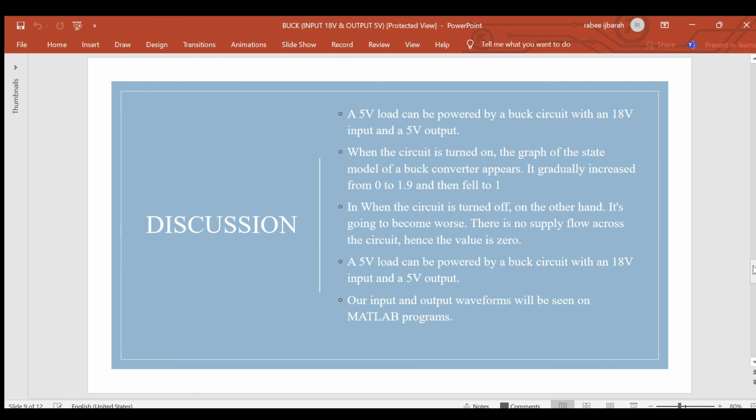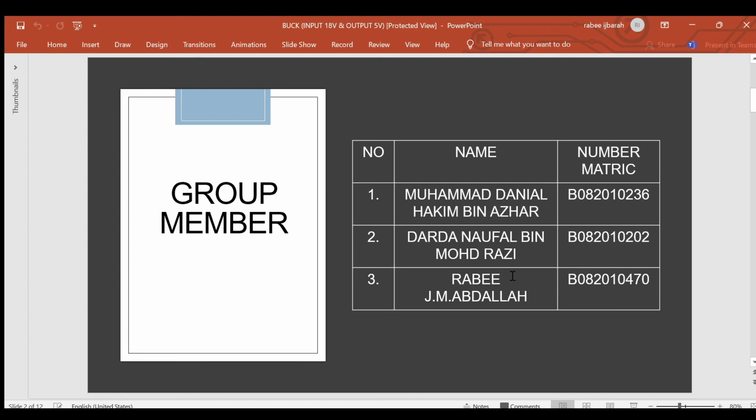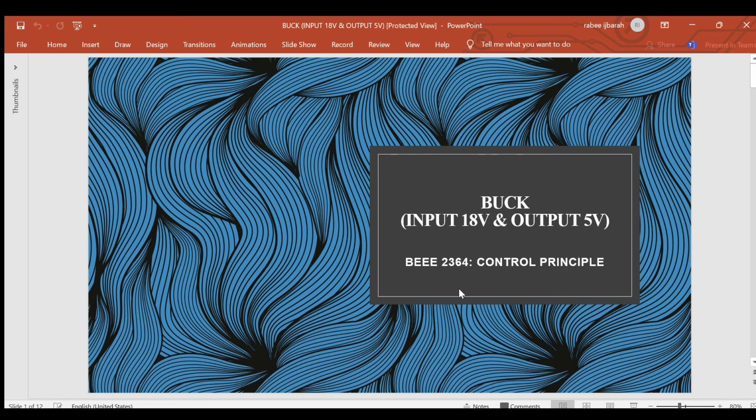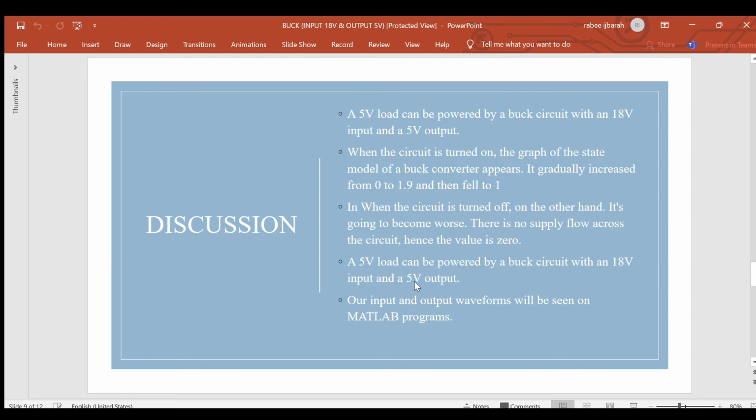Assalamu alaikum warahmatullahi wabarakatuh. My name is Rabia and this is our group member project for control principle. We will do the buck circuit. Input 18 volt and the output will be 5 volt. I will do the discussion and conclusion part.